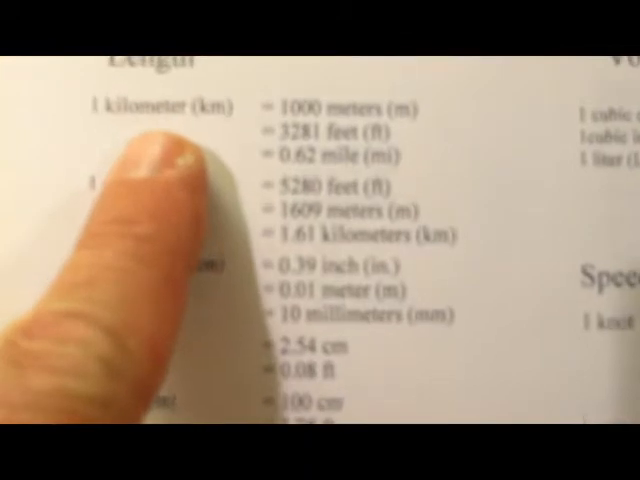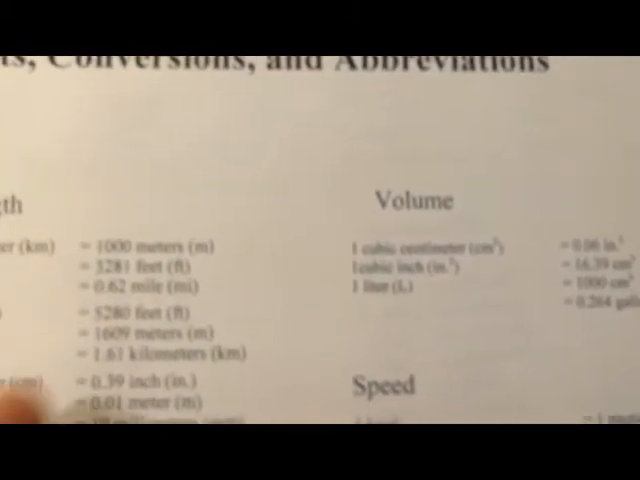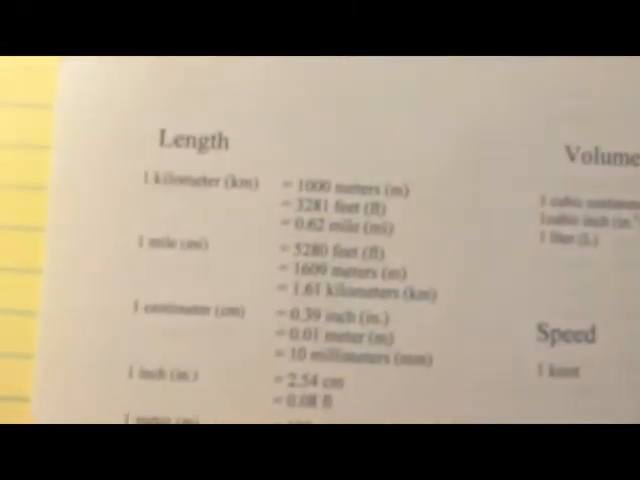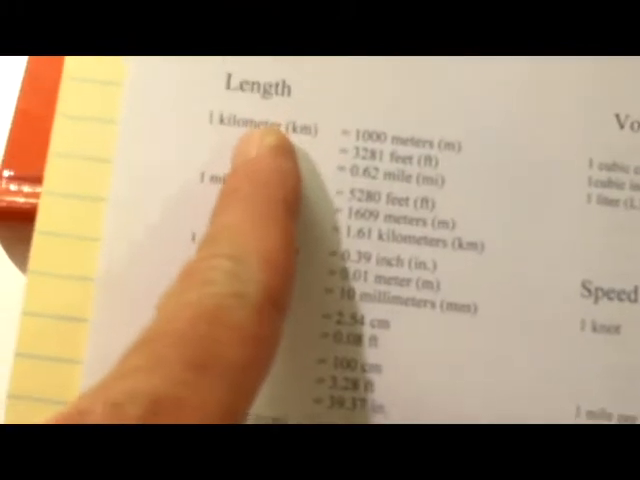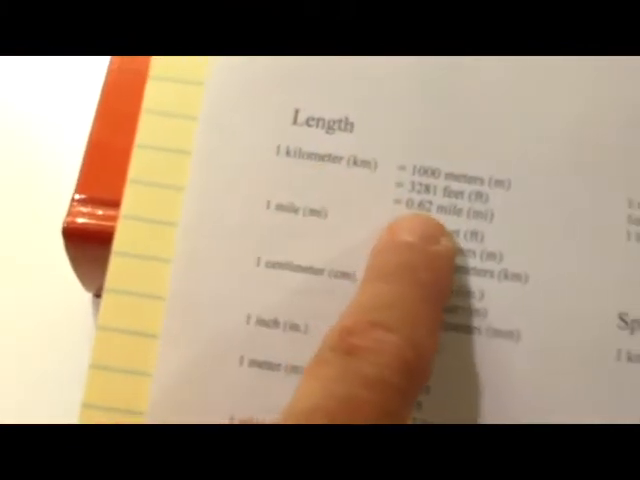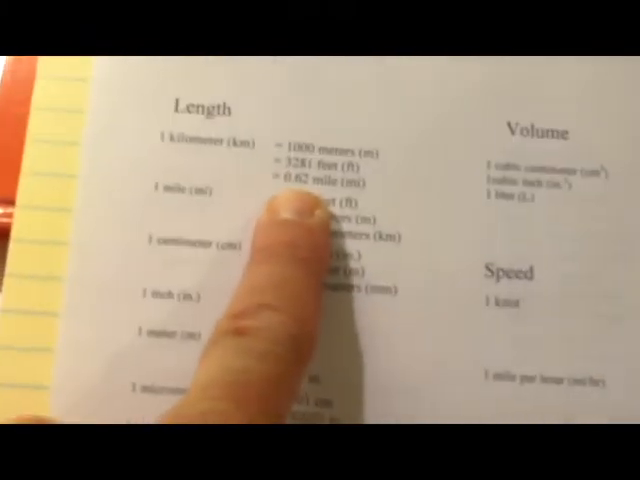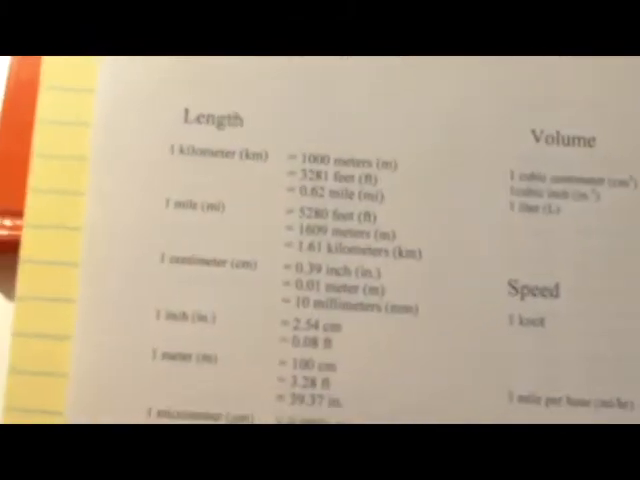Under length, we've got a kilometer, and a lot of things that it's equal to. So these represent conversions, with the left side equaling the right side. 1 kilometer is the same as 1,000 meters. 1 kilometer is the same as 3,281 feet. 1 kilometer is the same as 0.62 miles. We've then got a bunch of other sorts of length conversions.